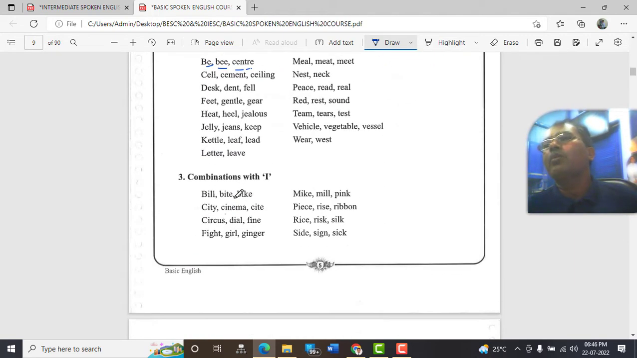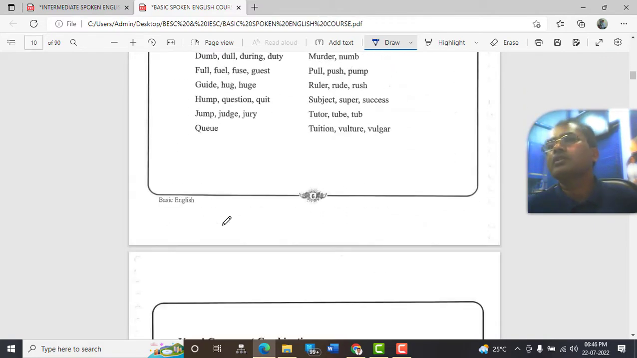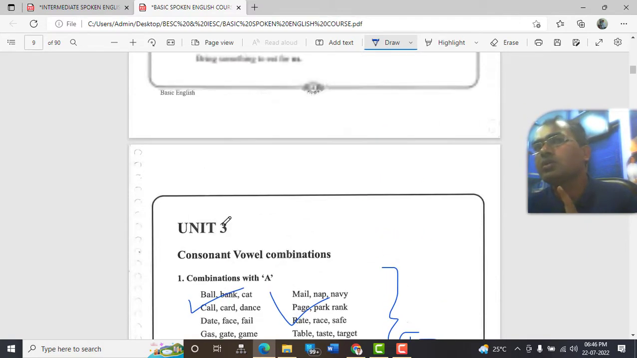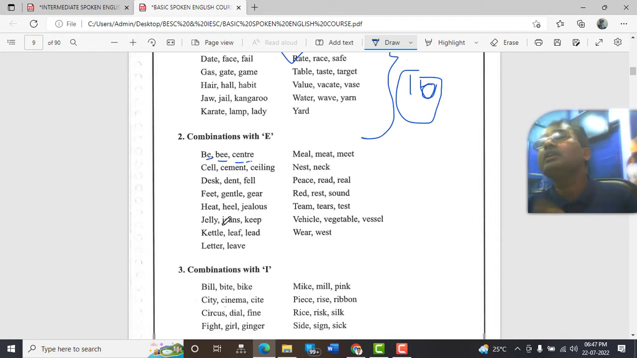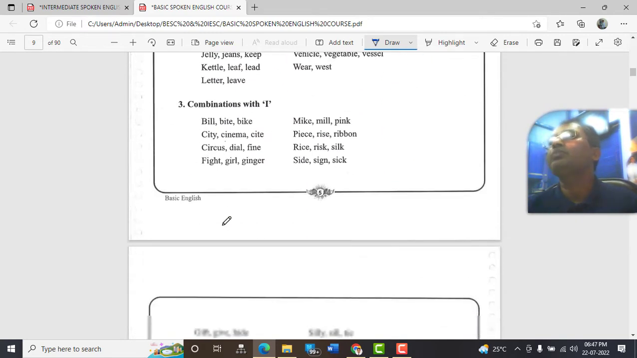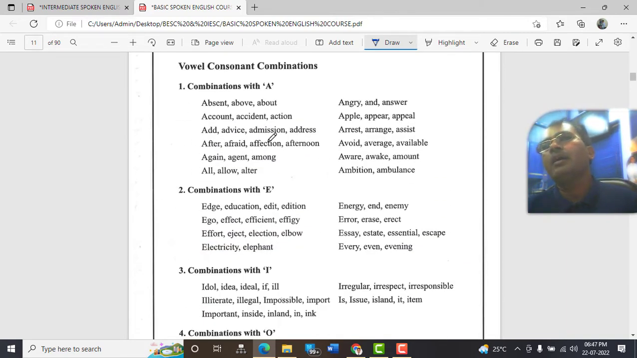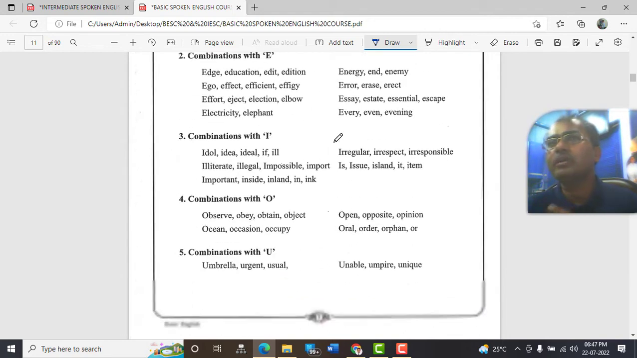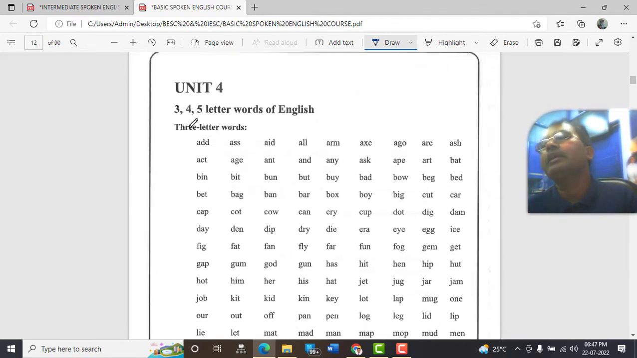We'll be talking about the combination of E, combination of I, combination of O, combination of U. Again, it is vowels. What are the vowels? A, E, I, O, U. So these combinations have to be understood perfectly. Only then will the pronunciation be right. Then we will go for vowel-consonant combinations with bigger letters, and then 3-letter words, 4-letter words, 5-letter words.